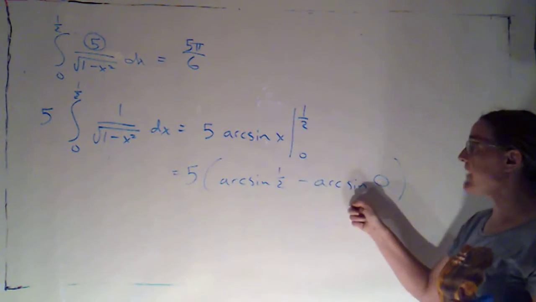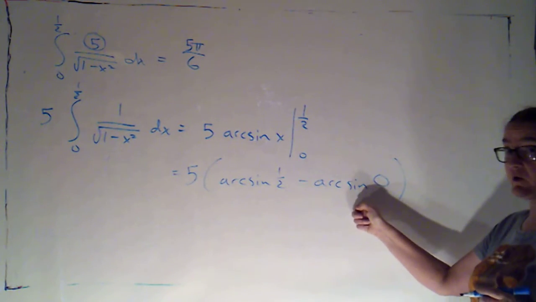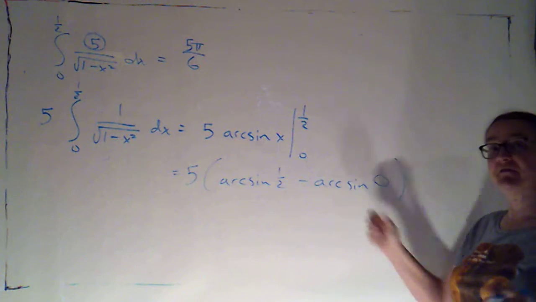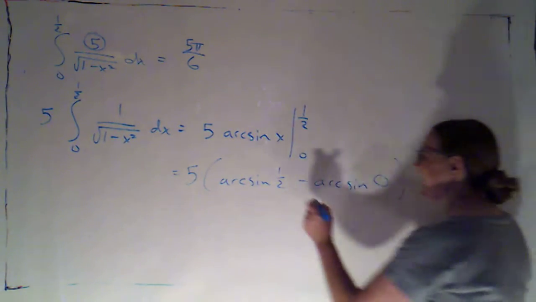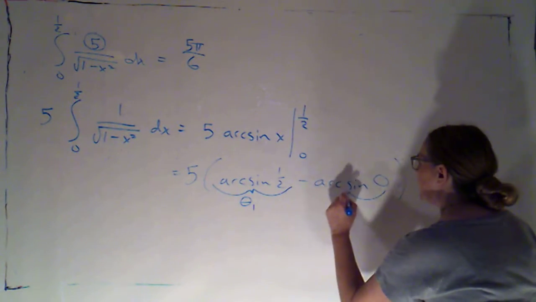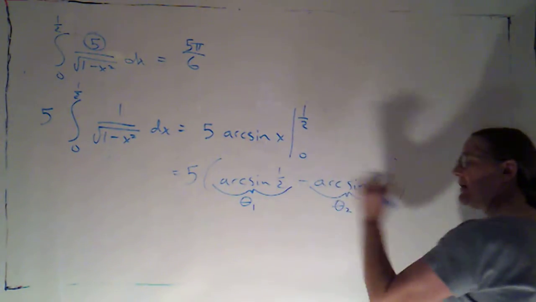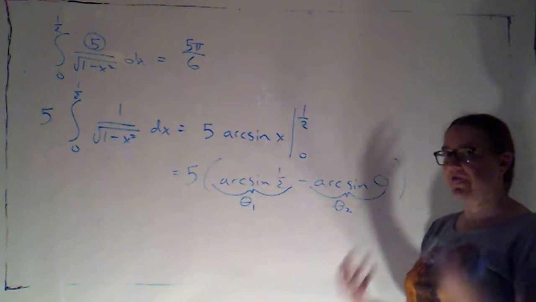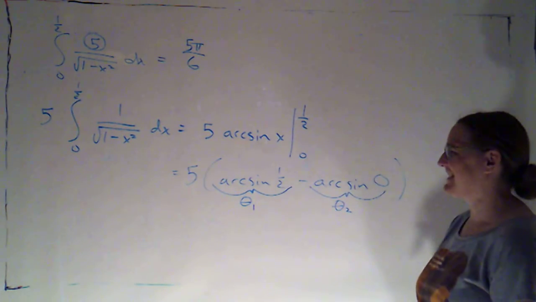And then I just need to evaluate these two angles. Remember, the output of an inverse trig function is an angle. So I'm going to call that theta 1. I'm going to call that theta 2. I find it really helpful to name them theta, because that reminds me that it's an angle.